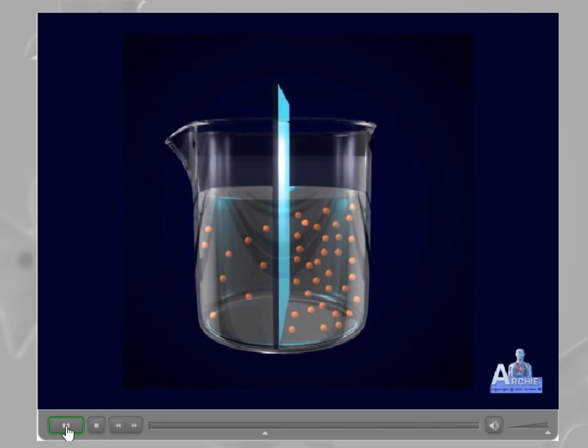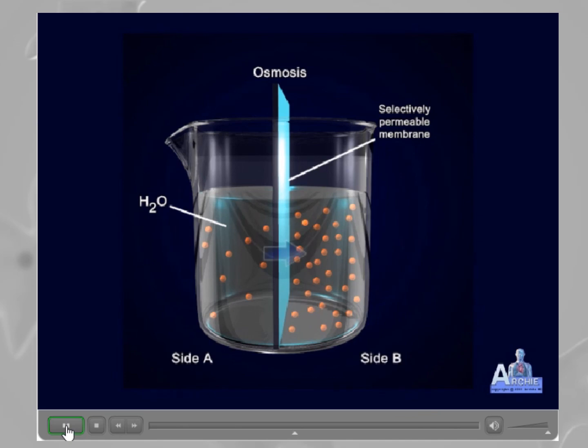Here we have the same beaker. You've got different concentration of solute on either side, and this is a selectively permeable membrane. If you let this sit, what happens is the water will diffuse to the right side to balance out the concentration of the molecules, and the water level will actually rise on that half.